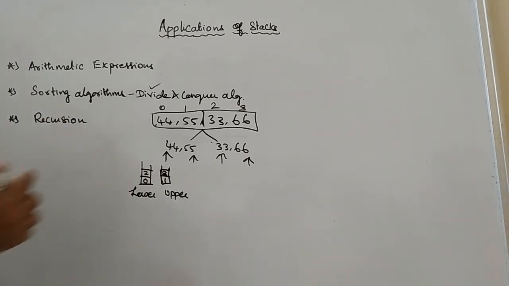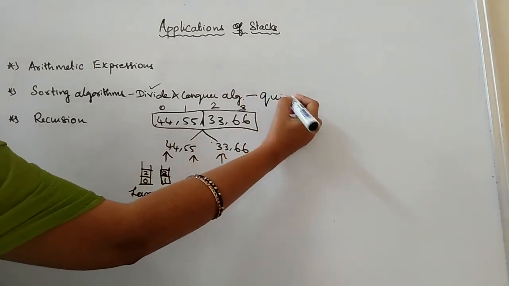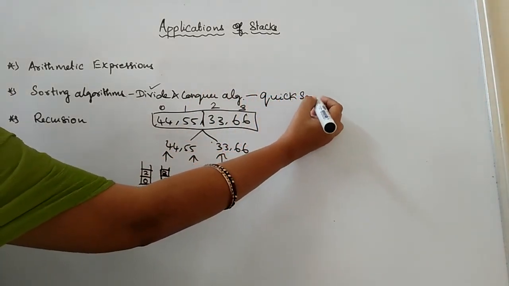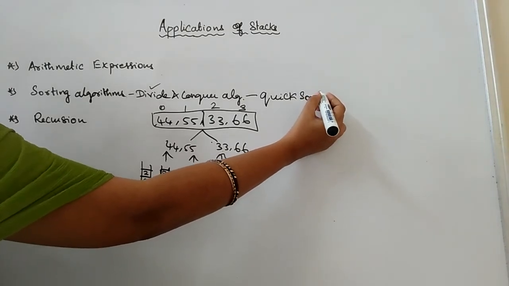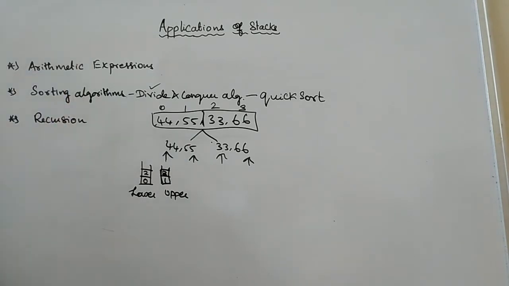The one sorting algorithm which uses the divide and conquer method is quick sort. We will see in detail about this quick sort in later sessions, but for now just have an idea that this is the divide and conquer method, in which we make use of the stacks just for storing the lower and upper bound.